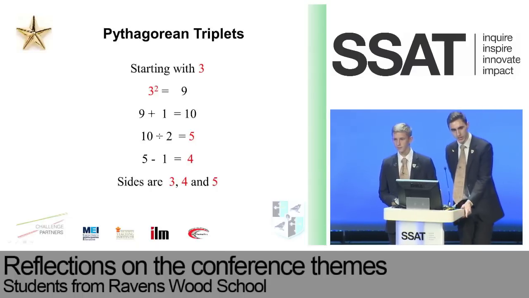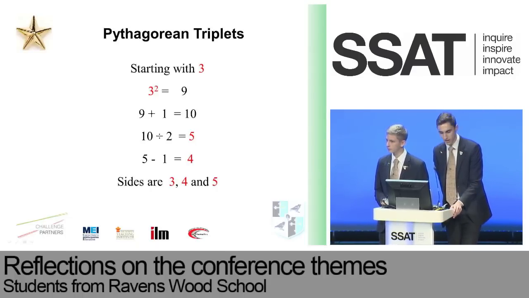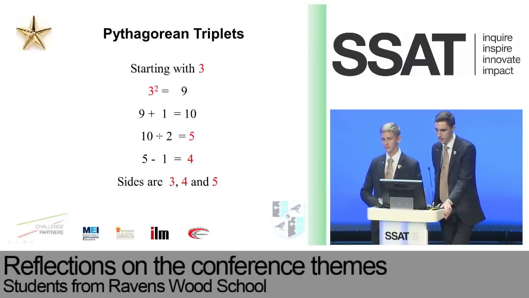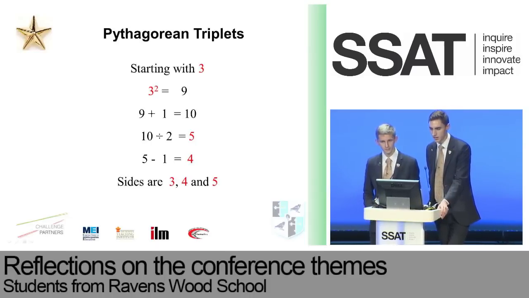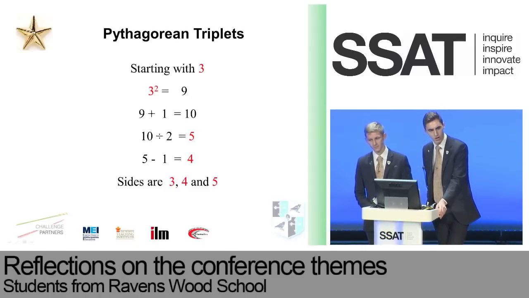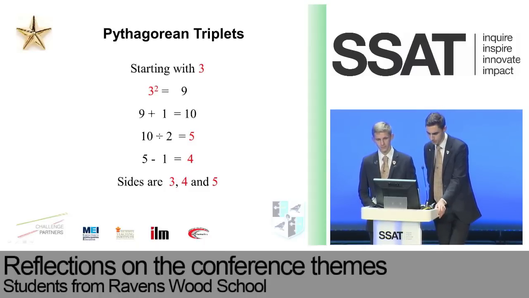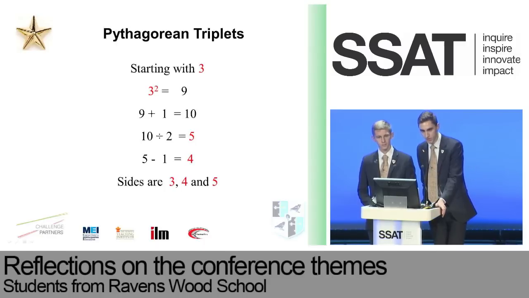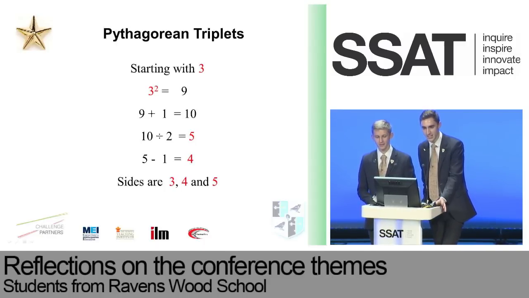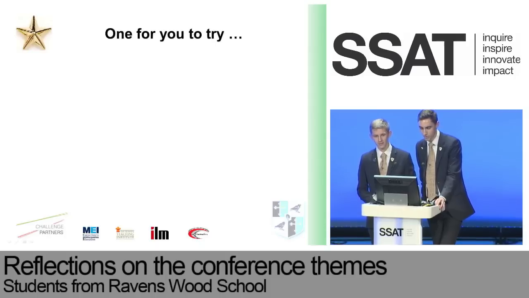So hopefully most of you understand that, but for those of you that don't quite get it, we'll go through it again. When we start with 3, you square that answer to get 9, add 1 to 9 is 10, divide that by 2 is 5, and take 1 away from 5 is 4, so you're left with 3, 4 and 5. So we're going to progress that a bit for you mathematicians in the audience. We're going to start with 11, and we'll give you 10 seconds of your own time before we go through it as a class.